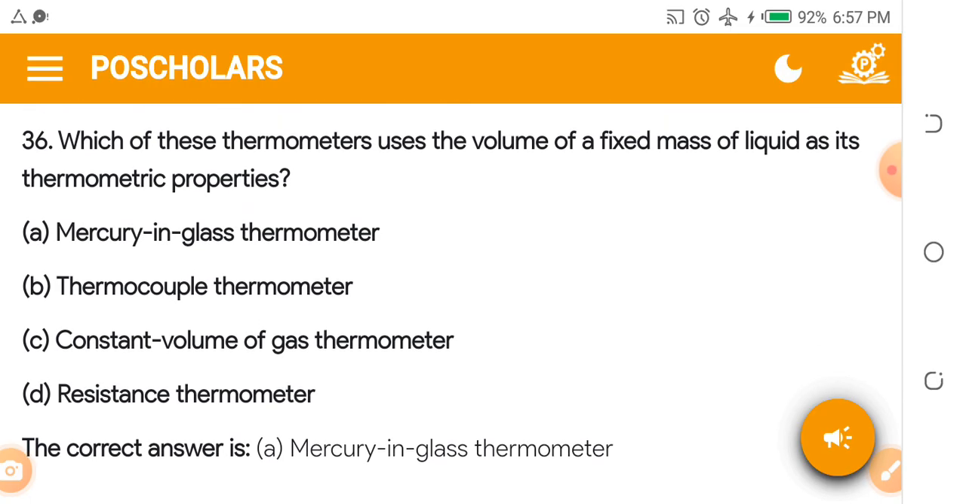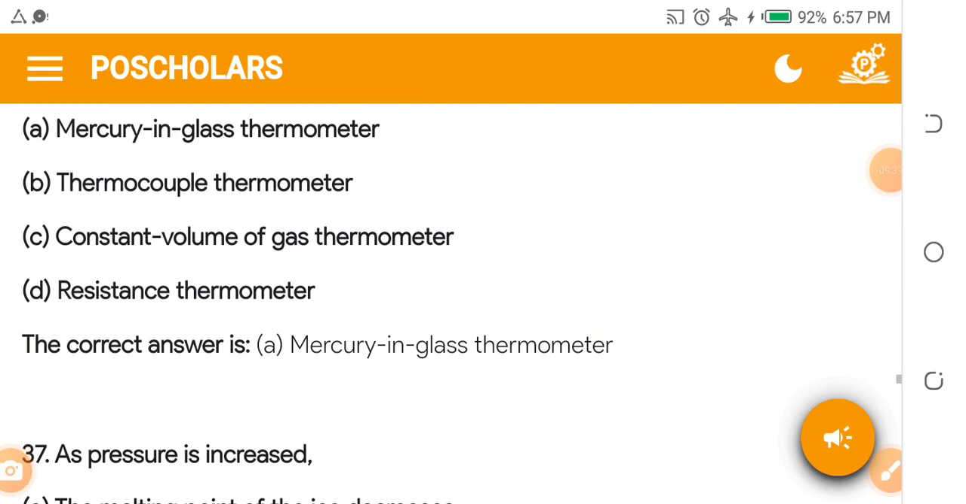A, mercury in glass thermometer. B, thermocouple thermometer. C, constant volume gas thermometer. D, resistance thermometer. The answer is mercury in glass thermometer, which is often the most popular kind of thermometer we can see in the school lab.